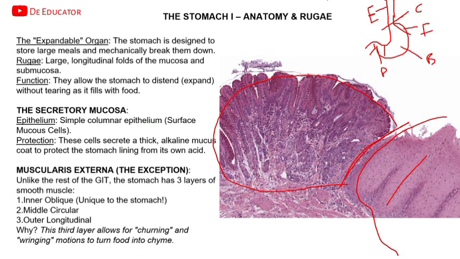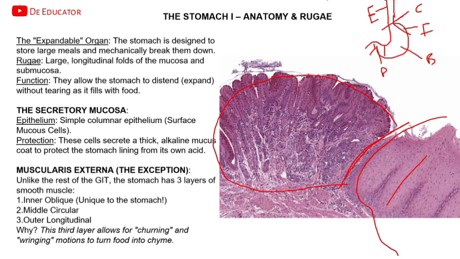So the stomach is an expandable organ. Okay, it is designed to store large meals and mechanically break them down. It is made up of rugae, which are large longitudinal folds of the mucosa and submucosa. So the mucosa and submucosa fold to form the rugae, and the function is to allow the stomach to distend, and as it's distending, it does not tear. Okay, so the rugae, the folds, allow it to extend.